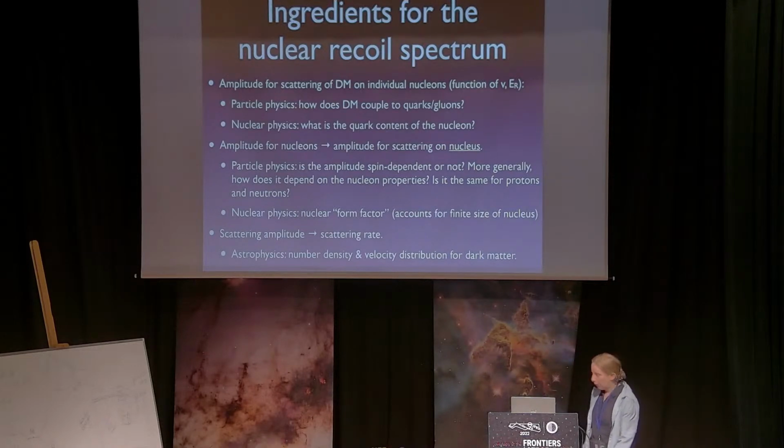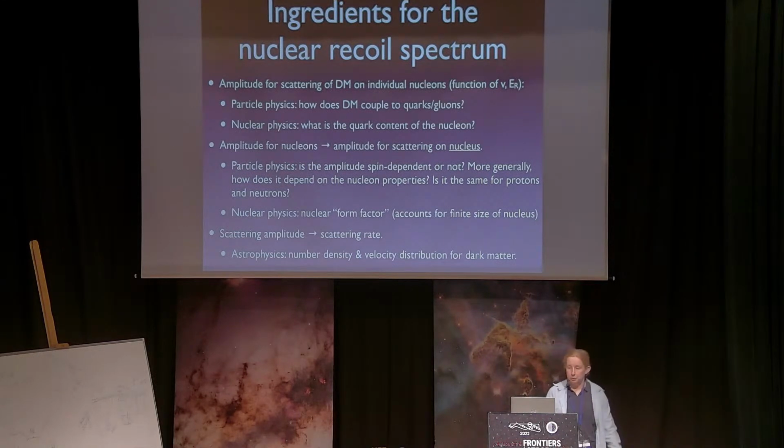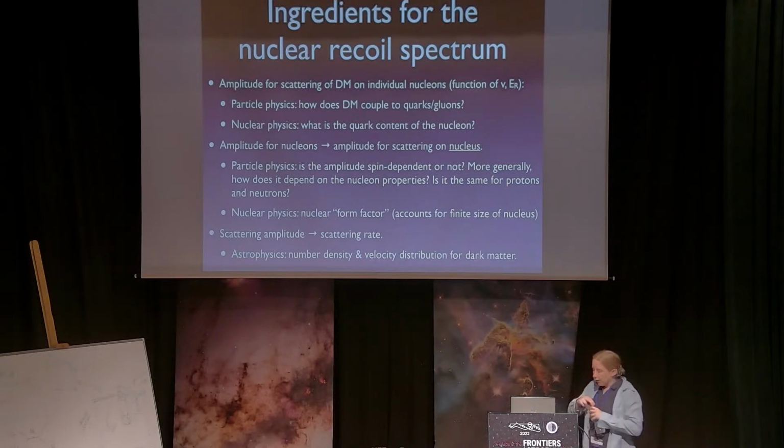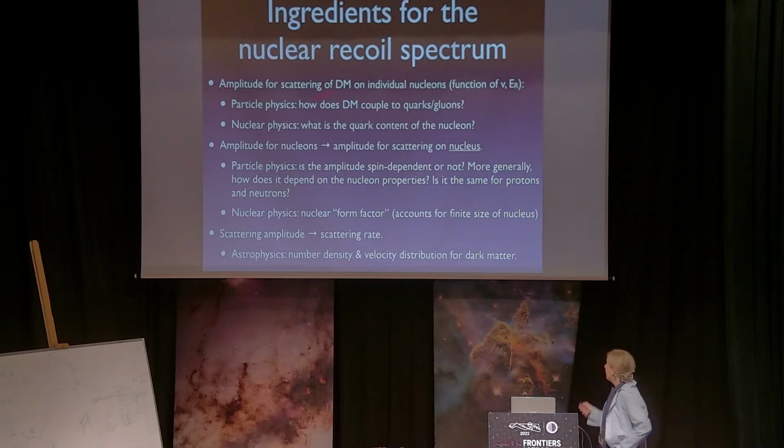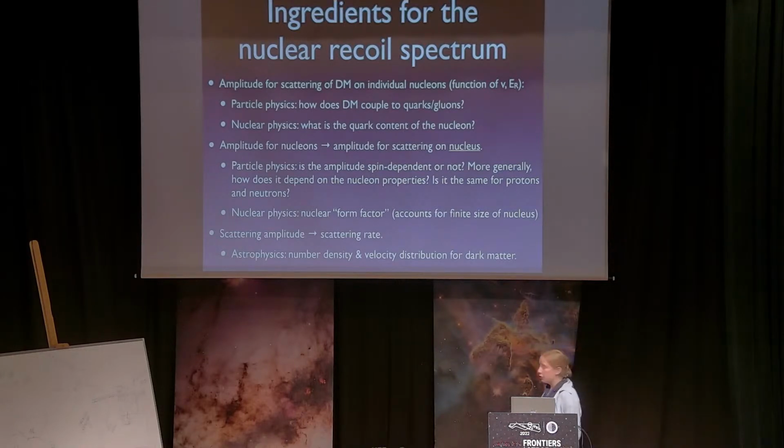But let's stick with the heavy dark matter case for a moment and work out how we actually compute the nuclear recoil spectrum. So the ingredients. Again, what's observable in the end is the scattering rate as a function of energy. Well, first we need to know the amplitude for the scattering of the dark matter on individual nucleons. That's going to be a function, in principle, of the dark matter velocity and the recoil energy. So we have some particle physics here, which is how does the dark matter couple to quarks and gluons? That's going to depend on your dark matter model. And then we have the nuclear physics, which is what are the quarks inside the nucleon?